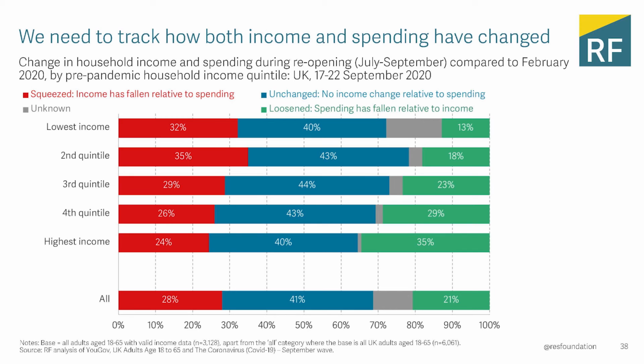That's in red. And then the opposite is the families in green, who are referred to here as loosened. So for them, their spending has fallen by more than their income, or more typically, their income is unchanged and their spending has fallen. So that's boosting their financial position. And you can see the gradient here. Basically, if you came into the crisis on a lower income, you're more likely to be in that squeezed bucket. If you came into this crisis with a higher income, you're more likely to be in the loosened category. And I think that's a much better way of thinking about the distributional impact of this crisis so far.